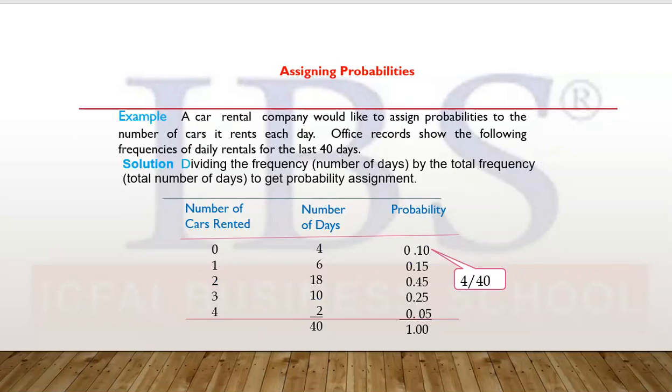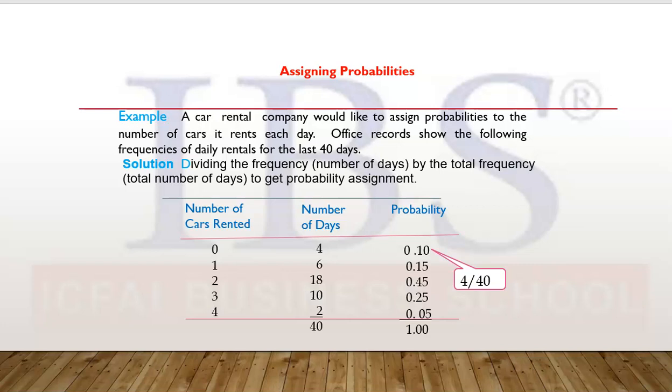Now, a car rental company would like to assign probabilities to the number of cars it rents each day. Office records show the following frequency of daily rentals for the last 40 days. Number of cars rented and for how many days is given. 0 cars, there is no car rented for 4 days, 1 car for 6 days, 2 for 18, 3 for 10, 4 for 2. Now this is given to you.